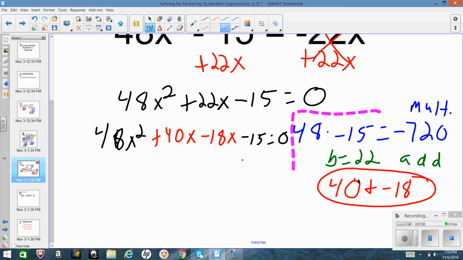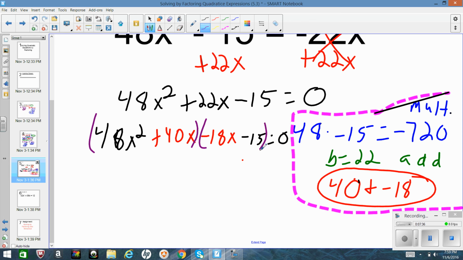Do this so you can see that that is separate from what we're doing. So factor the first two terms, then factor the second two terms. What do the first two terms have in common? They both have an 8x that I can take out of them. 48 divided by 8 gives me 6. It's just 8x. That would give me 6x.